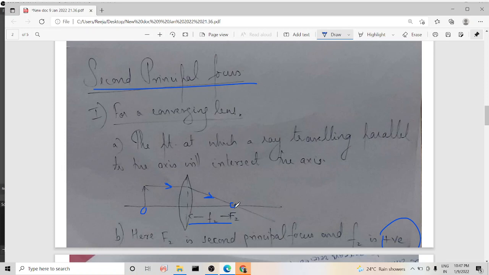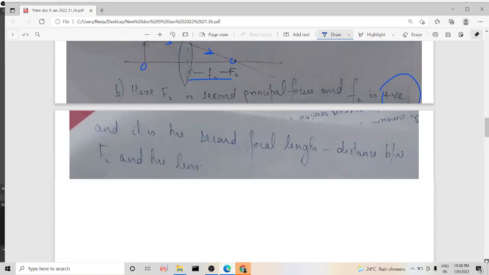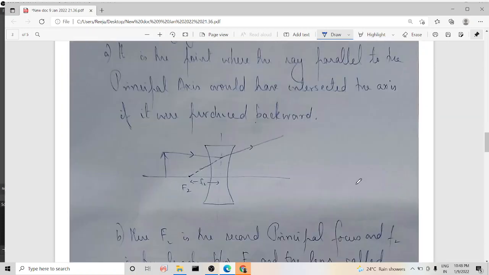So that point is called the second principal focus. Now, how do we define it for a diverging lens? It is the point where a ray parallel to the principal axis would have intersected the principal axis if it were produced backwards. So a ray parallel like this would diverge out from the diverging lens like this at the lens surface. But if this ray is produced backward, then it will hit the principal axis at a point, and that point forms the second principal focus.